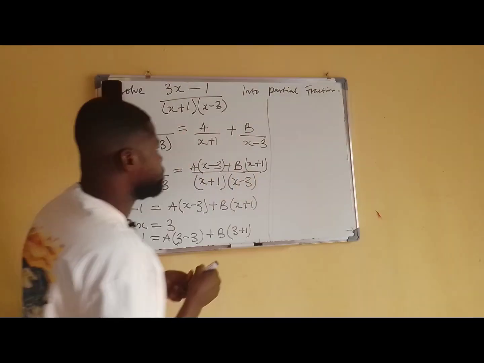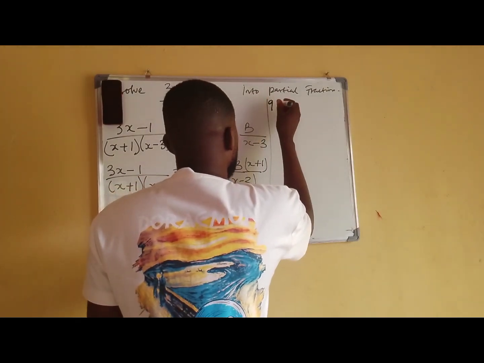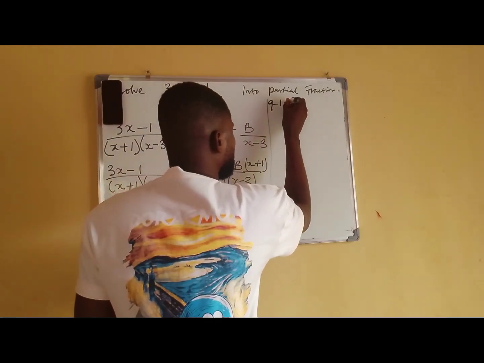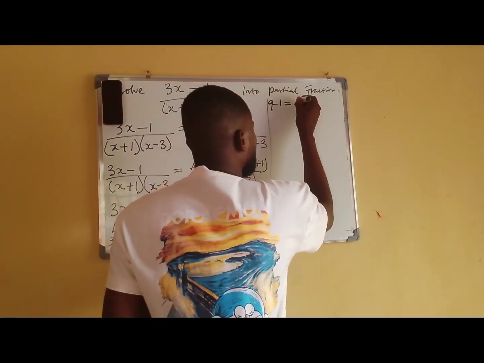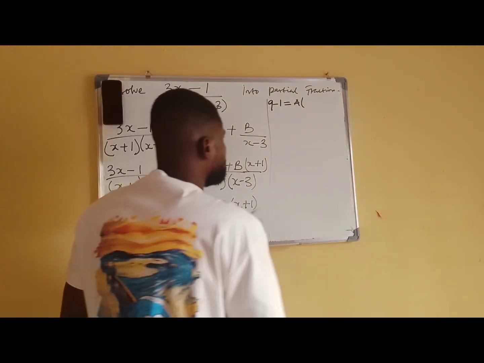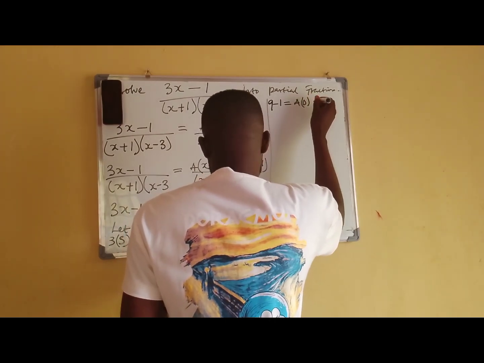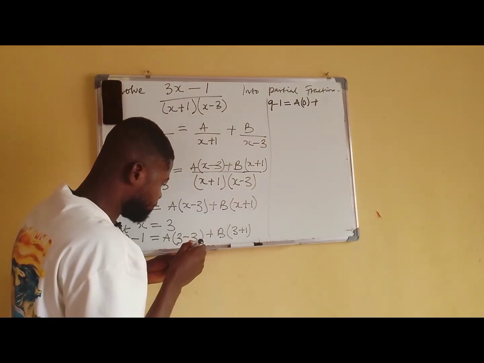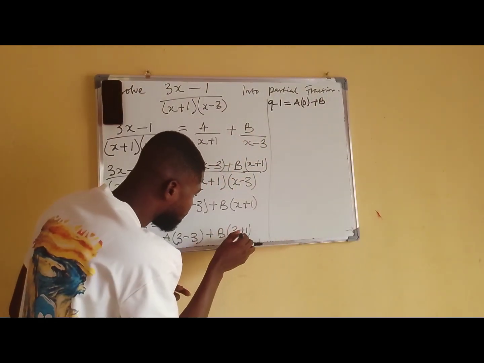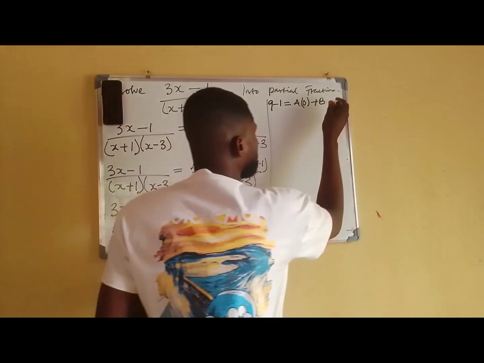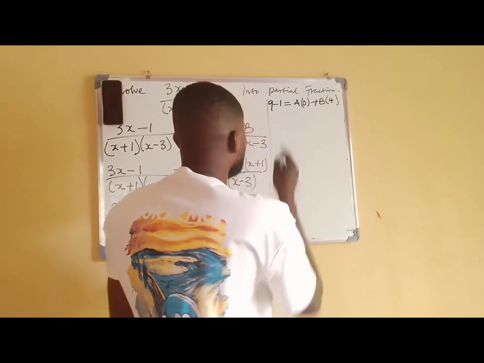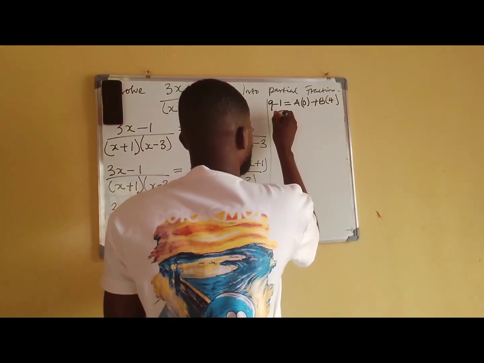Now you say 10 minus 1 will be equal to 9, and this is equal to a open bracket 3 minus 3 will be equal to 0, plus b. Now 3 plus 1 will be equal to 4, open bracket 4. Now from this point you say 9 minus 1 will be equal to 8.